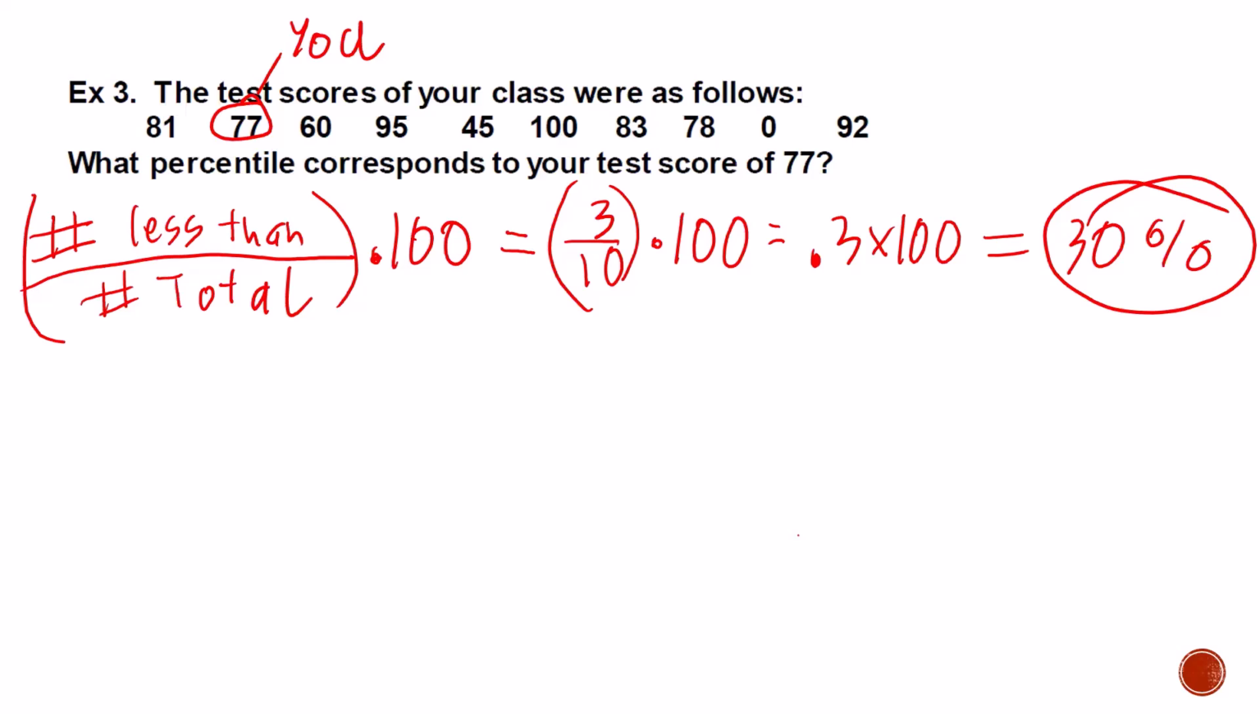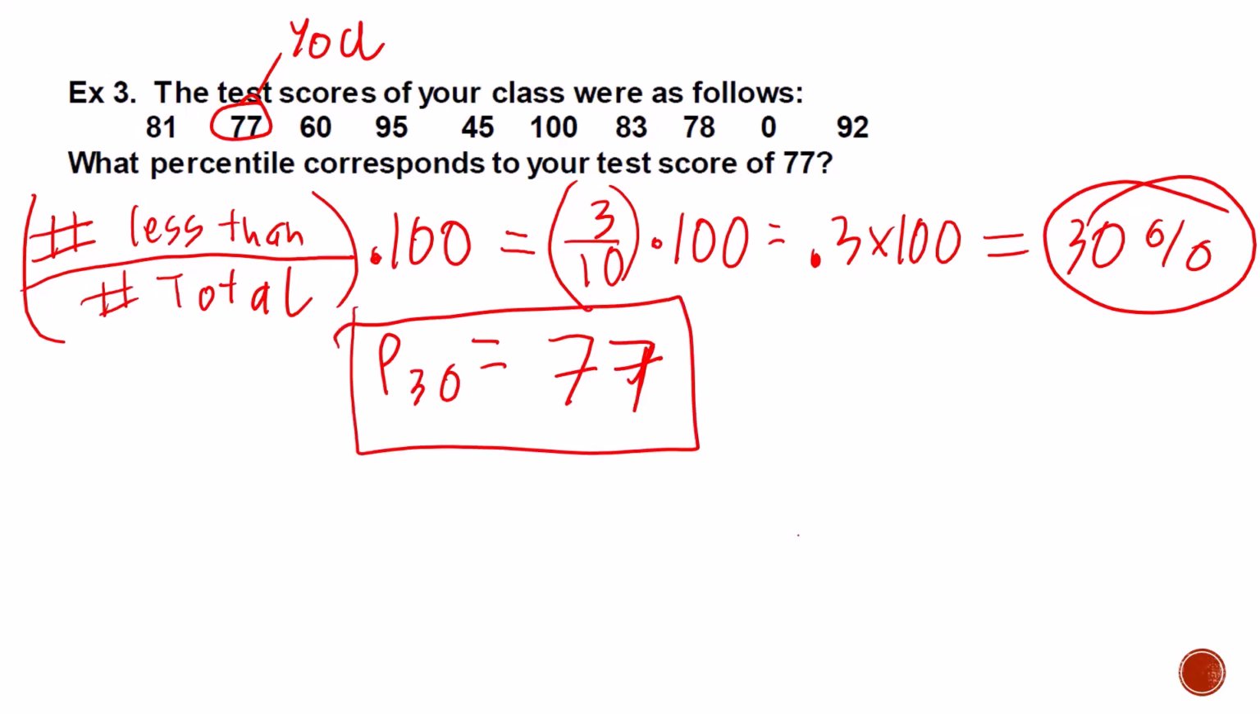Another way you could write this, as an expression in one thing, is P30 equals 77. You can read this as the 30th percentile is 77. Questions? P30, yes. That means the score at the 30th percentile is 77. Yes. All right, let's keep going.